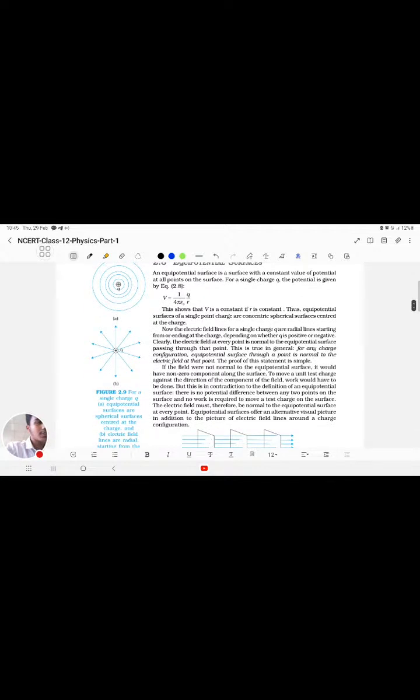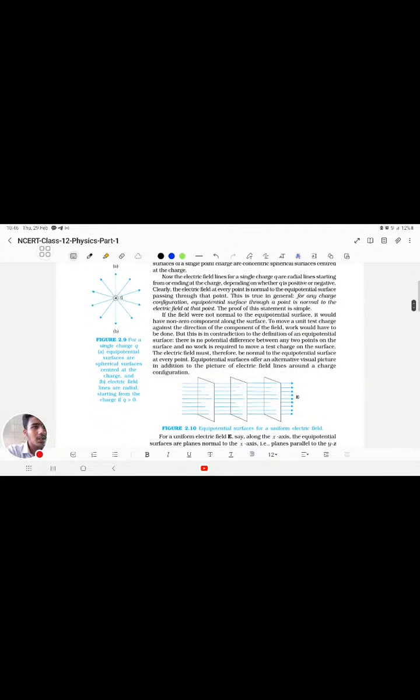Okay, now we are going to talk about equipotential surfaces. An equipotential surface is a surface with a constant value of potential at all points on the surface. So let's say for a given single charge configuration, the equipotential surface will be a concentric spherical surface at a distance of r. Now the electric field lines for a single charge q are radial lines starting or ending at the charge depending on whether the q is positive or negative.